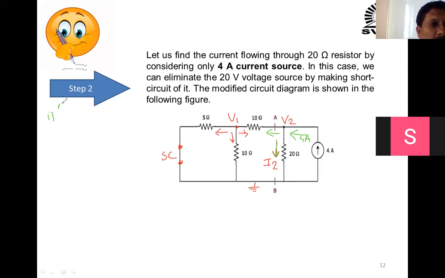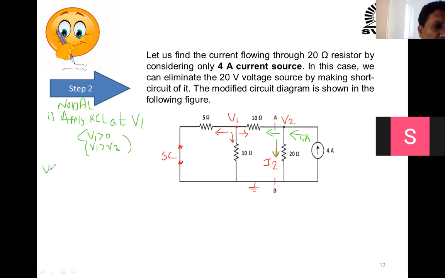Apply nodal analysis. Apply KCL at V1. So the assumption is what? V1 is greater than 0 and V1 is greater than V2. That will be the assumption. All are outgoing currents.